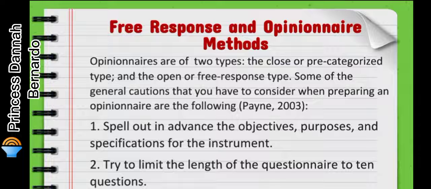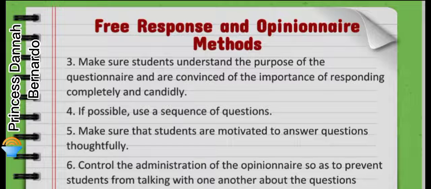There are general cautions to be considered when preparing an opinionaire. Number 1. Spell out in advance the objectives, purposes, and specifications for the instrument. Number 2. Try to limit the length of the questionnaire to 10 questions. Number 3. Make sure students understand the purpose of the questionnaire and are convinced of the importance of responding completely and candidly. Number 4. If possible, use a sequence of questions.